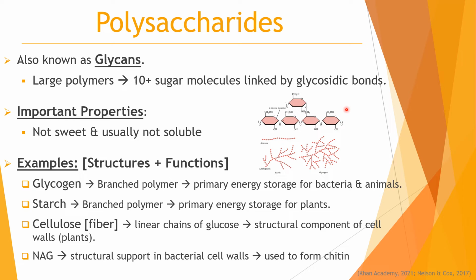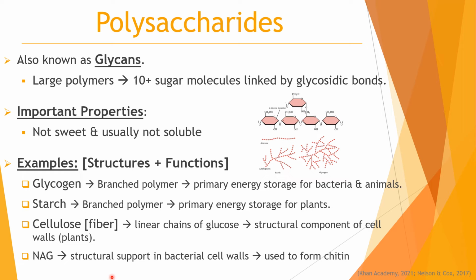A branched polymer, in this case, is used for primary energy storage for bacteria and animals. Starch, which is also a branched polymer, is used for primary energy storage for plants. So glycogen is for bacteria and animals. Starch is energy storage for plants. Then we have cellulose, which is also fiber. This is that linear chain of glucose, which is kind of an example of a linear chain, even though this is showing amylose. But that's just the basic structure that we're talking about. And cellulose is the structural component that can be found in cell walls, especially in plants.